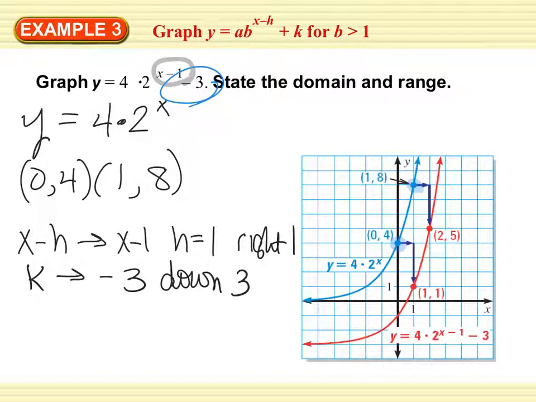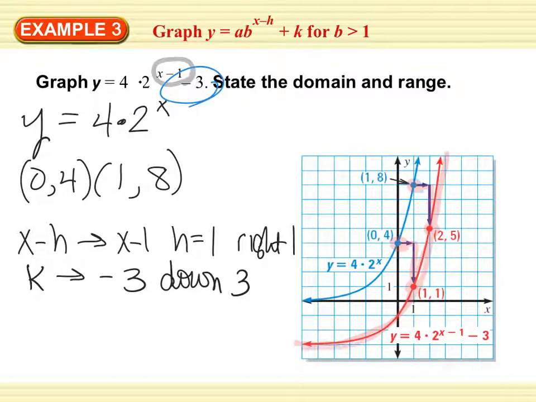So let's move to red. That means I start at my 0, 4. I move right 1, and then down 1, 2, 3, and put a new dot. Up here, I start at my 1, 8. I move right 1, I go down 1, 2, 3, and I put a dot. And my translated, or my slid curve is as shown.